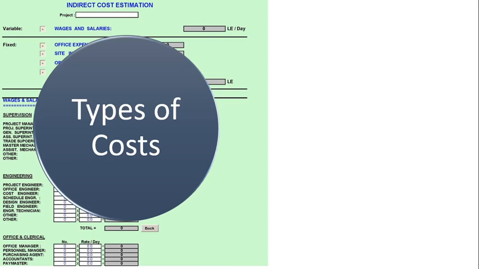Types of costs. Fixed costs. Fixed costs stay the same and do not change throughout the project life cycle. Examples of fixed costs include setup costs, rental costs, and other related costs.